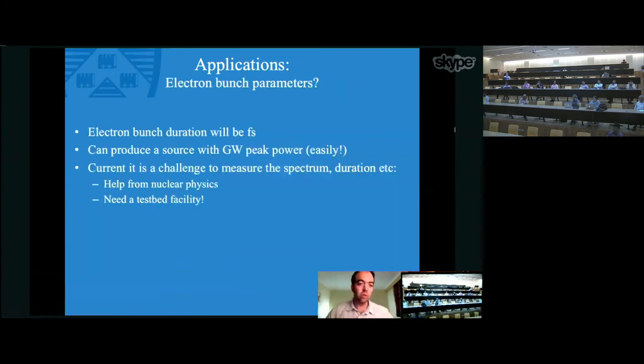So where's this going? Well, electron bunch duration will be femtoseconds. If you calculate the peak power from these photon sources, either by Bremsstrahlung or by inverse Compton scattering, you find that you get very quickly up to gigawatts peak power in the multi-MeV photon energy regime. The problem with that is it's very difficult to measure them.